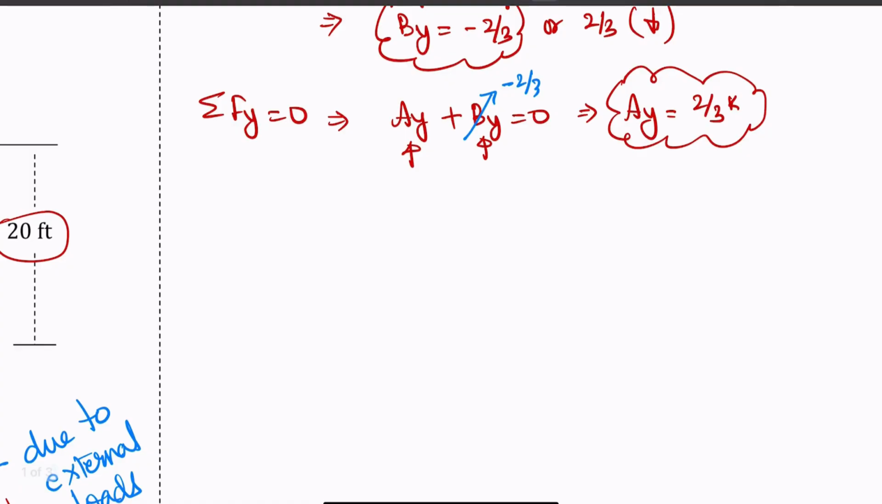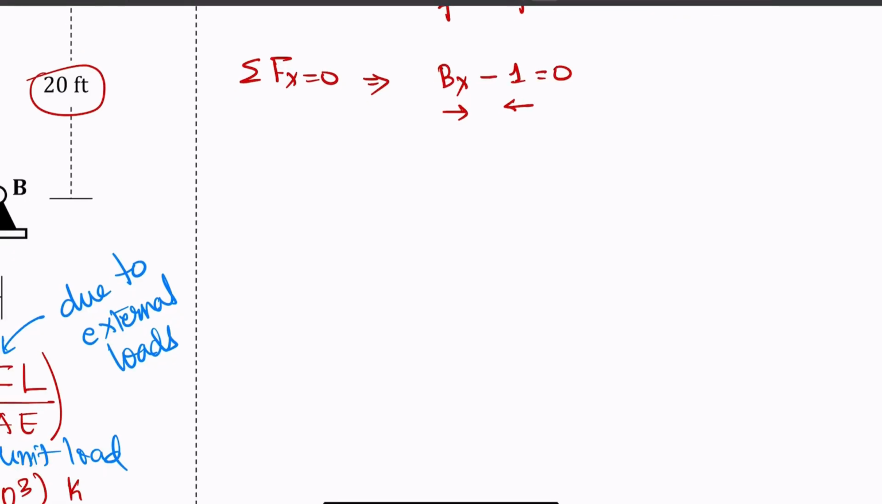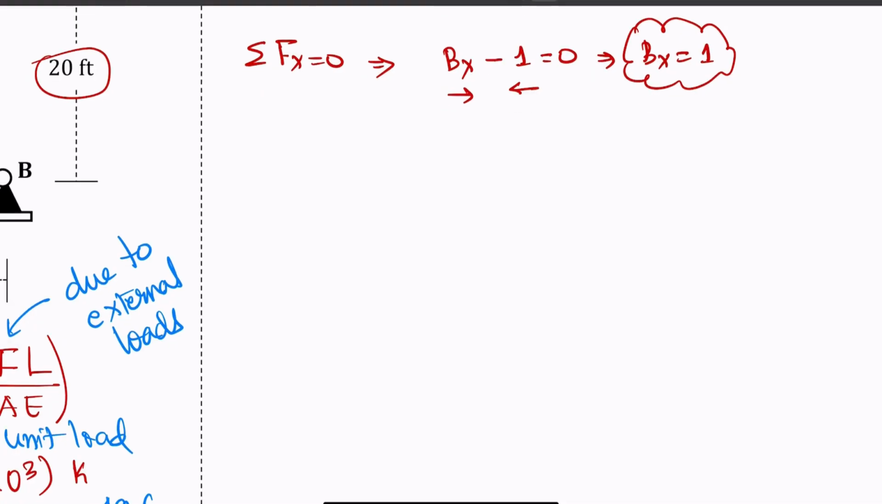Okay, once we have that, then we take the summation of Fx equal to the summation of all the force equal to 0. Then we have Bx minus 1, because this is opposite to your x direction. So negative, is equal to 0. Finally, we have Bx is equal to 1, which means that it agrees with our direction. Now we can use the method of joints to find all the remaining member forces.